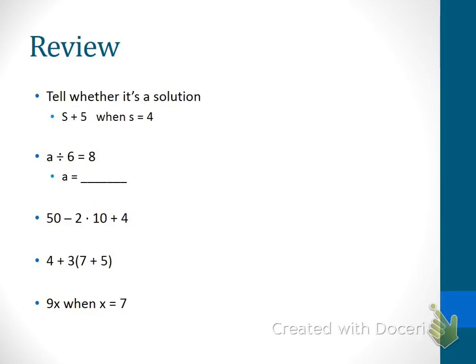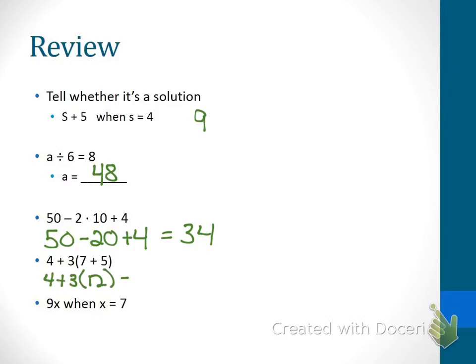All right, so you should have been working these review problems. Let's check them real quick. S plus 5 when S equals 4. What's my answer, class? 9. Very good. What about number 2? 48. Very good. What about number 3? 34. Very good. What about number 4? Whoa. 63.